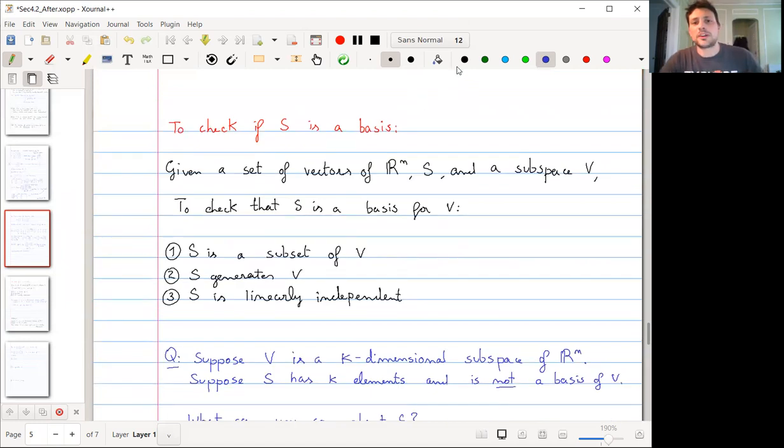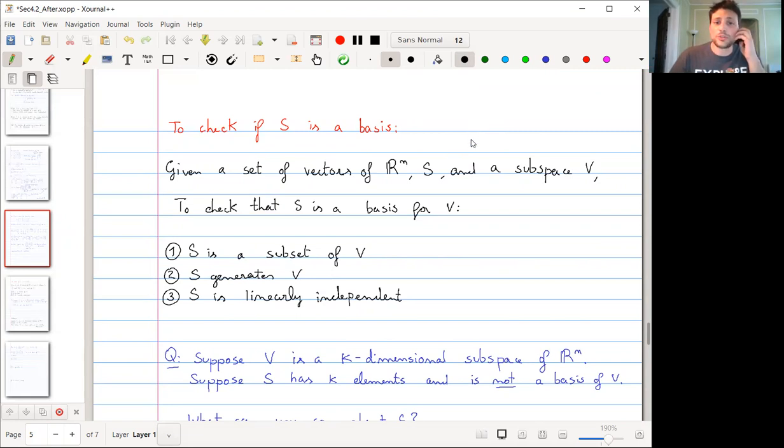Let me just comment very briefly on one kind of procedure that you may encounter in the future, which is, suppose that you are given a set of vectors of a certain space, and you want to check whether those vectors are bases for a certain subspace.